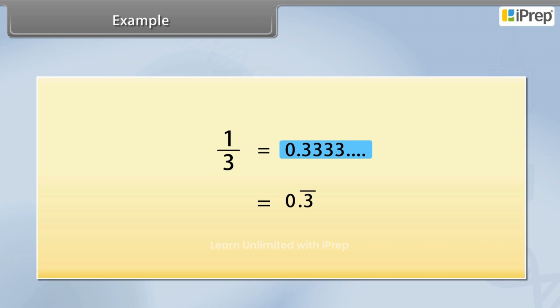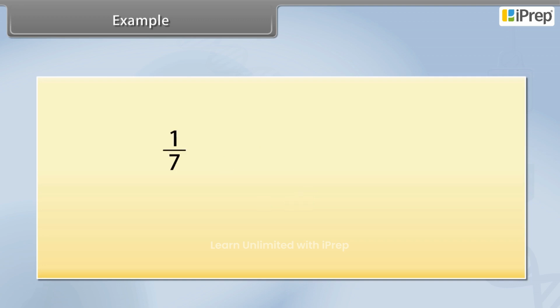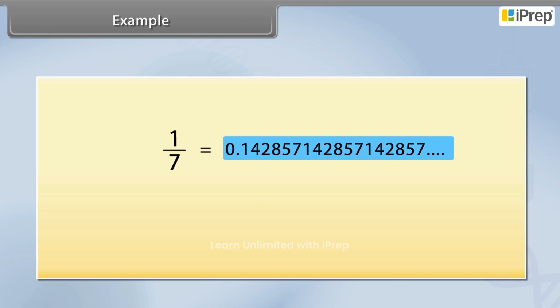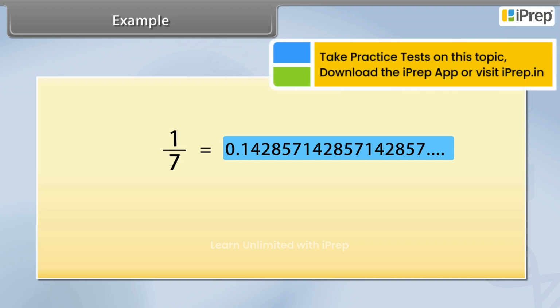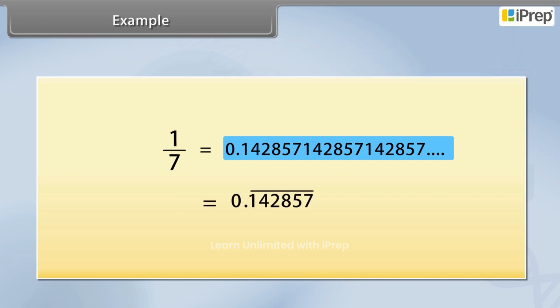Let's take another example. Decimal expansion of 1 by 7 is 0.142857, 14285, and so on. Here 142857 is repeating. So we can write it as 0.142857 bar.